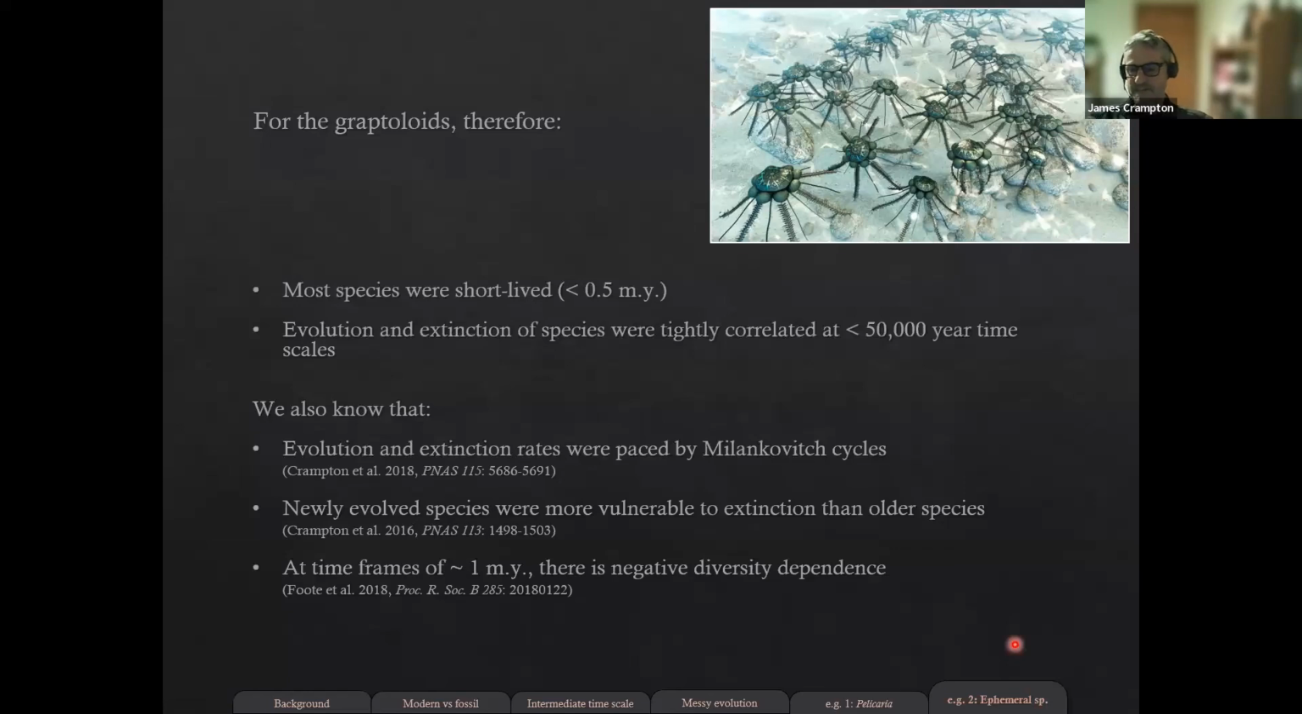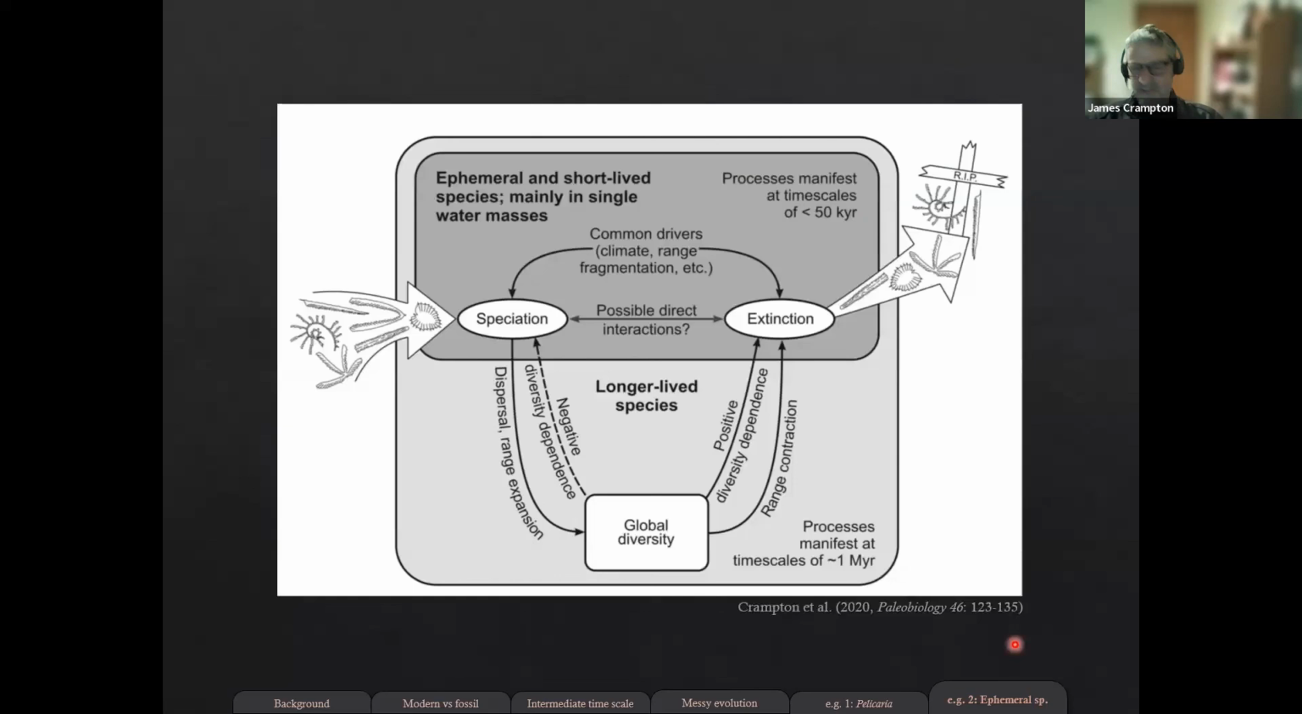So the amount of species alive controls the rate of evolution and extinction some way down the track to try and keep the diversity around some sort of even level. And I'm oversimplifying here, but you sort of get the idea. Sorry, it's all quite complicated, but it tells a neat story. So this is the final model we come up with, and this is where we get onto the ephemeral species.